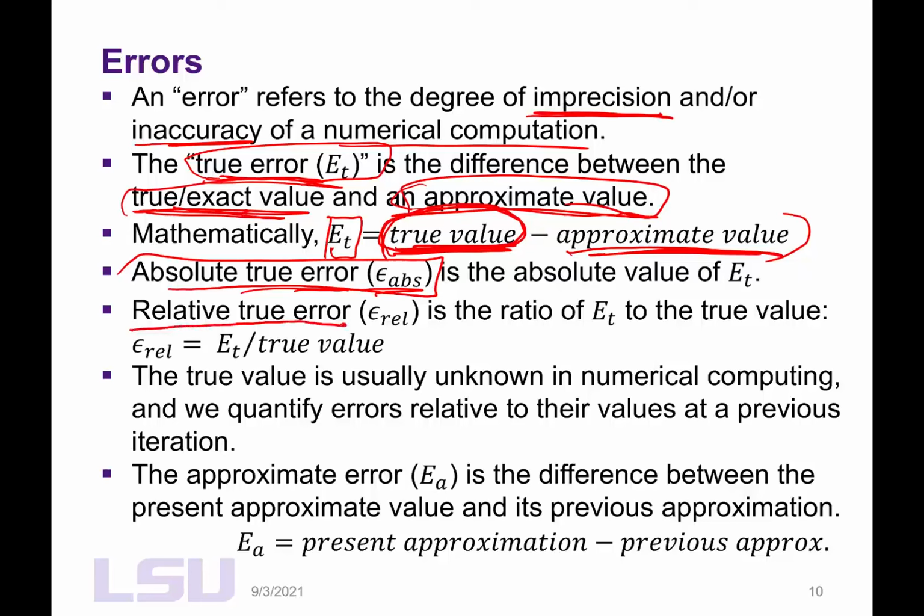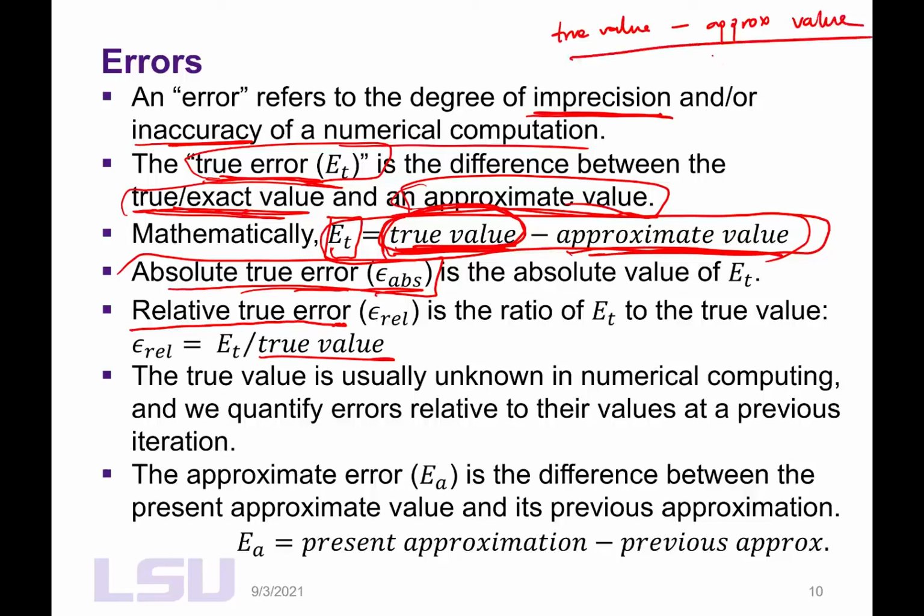Relative true error will be the ratio of this, which is the true error, to the true value. So it's true value minus approximate value divided by what? The true value. That's why it's a relative true error. It's relative to the true value. And this will be a fraction which can be expressed in percentage.